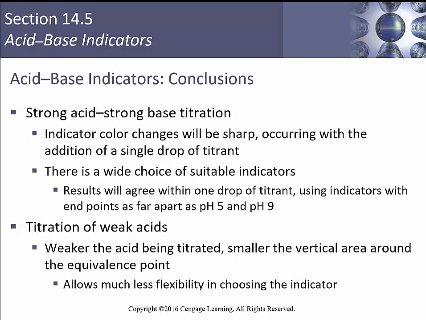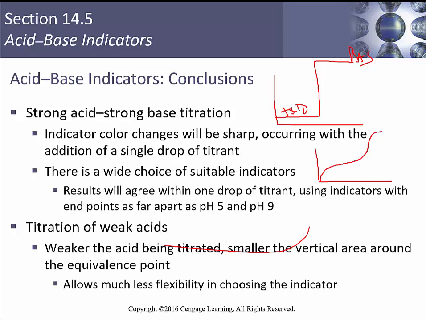In a strong acid, strong base titration, the indicator color changes are going to be sharp, right? Because you're going from something really low for a strong acid, it's going to shoot up, and then it's going to become something really strongly basic. And with a weak acid, weak base, it might be a little bit trickier to see, right? So it's going to be less sharp. A single drop of titrant in a strong acid, strong base will be enough to flip that color. There's a wide choice of suitable indicators out there.